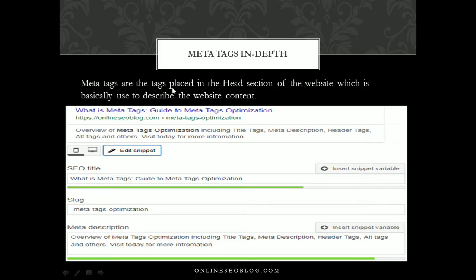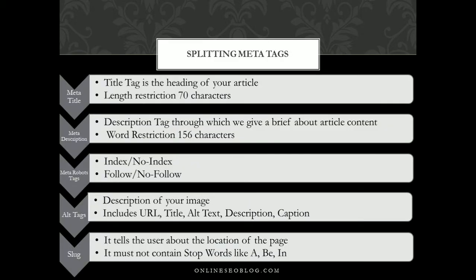So meta tags are the tags placed in the head section of the website, which are basically used to describe the website content, what the website is all about. So here we are splitting the meta tags. First of all, we have the meta title. Title is the heading of your article. Its restriction is up to 70 characters. Then we have the description.